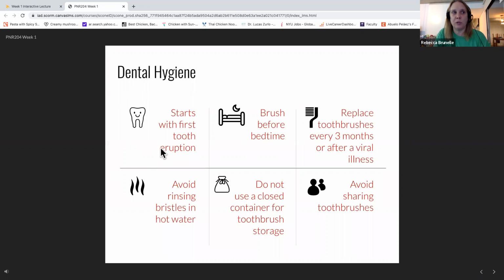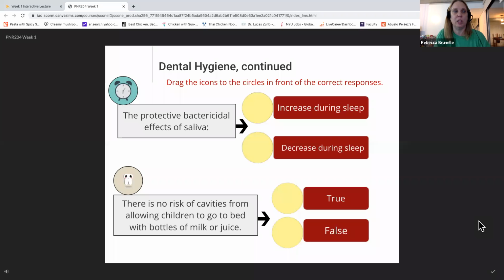You start with the first eruption, you start cleaning them, brush before bedtime. You want to make sure you change your toothbrush every 3 months. You don't want to clean it in too hot of water. You don't want to cover it up. They could get bacteria on there, and they don't want them to share the toothbrush ever. And they should go see their dentist by the time they're a year.